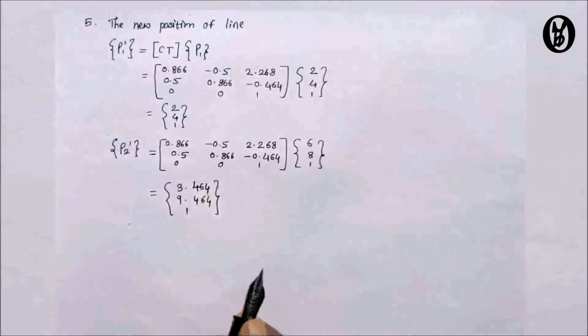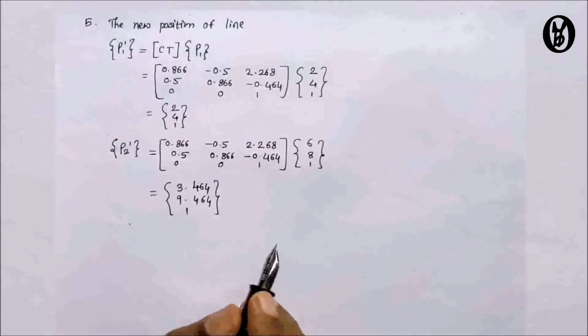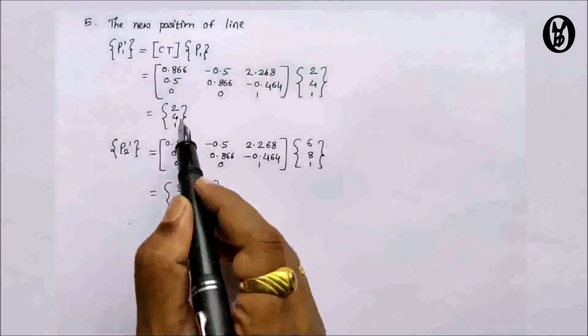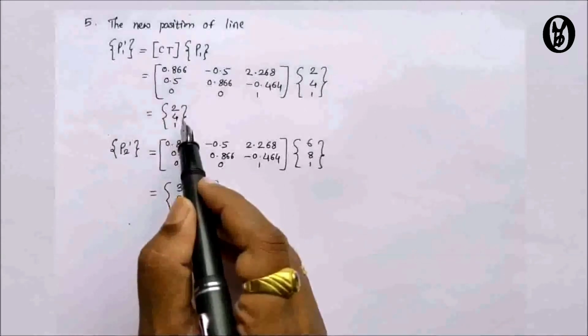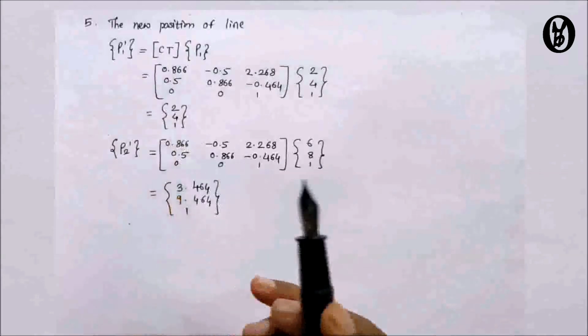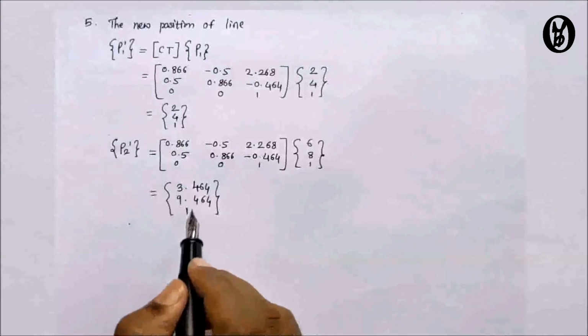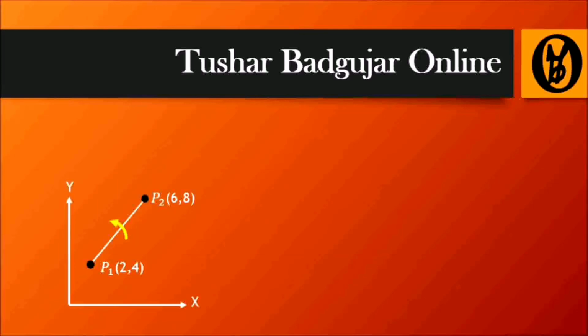These are the new coordinates for the concatenated transformed line. As we have performed rotation about P1, the coordinates of P1 are unchanged, but P2 dash is different from P2. This is the initial position of the line. When this line P1P2 is rotated about point P1 by 30 degrees in the counterclockwise direction, these are the new coordinates for points P1 and P2.